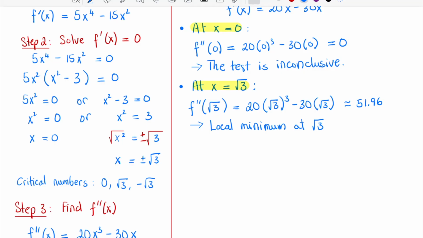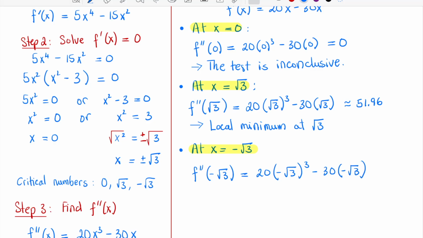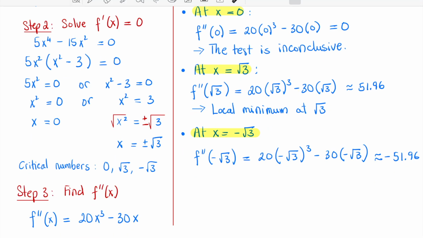And then we do the same thing for negative root 3. We want to find f double prime of negative root 3, which is 20 times negative root 3 to the third minus 30 times negative root 3. And I get negative 51.96. So f double prime of negative root 3 is negative.